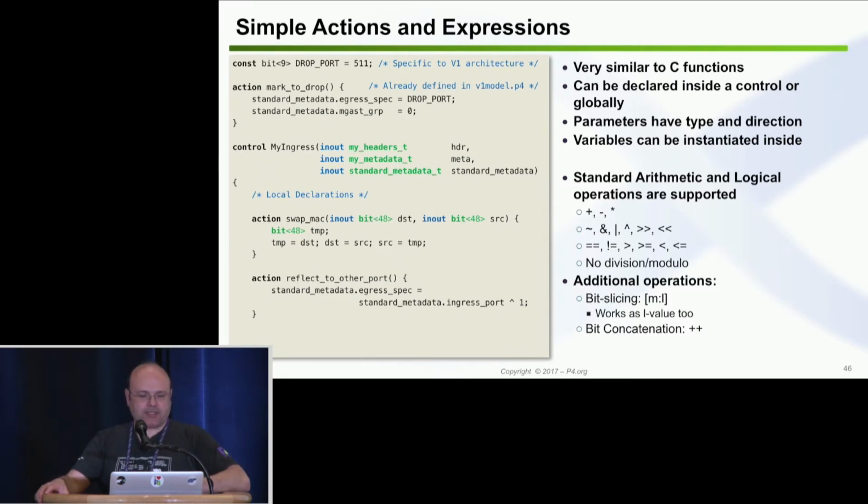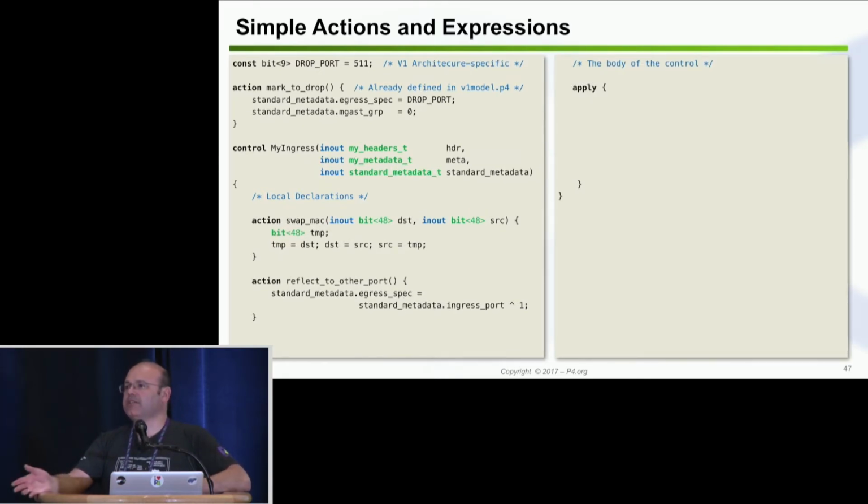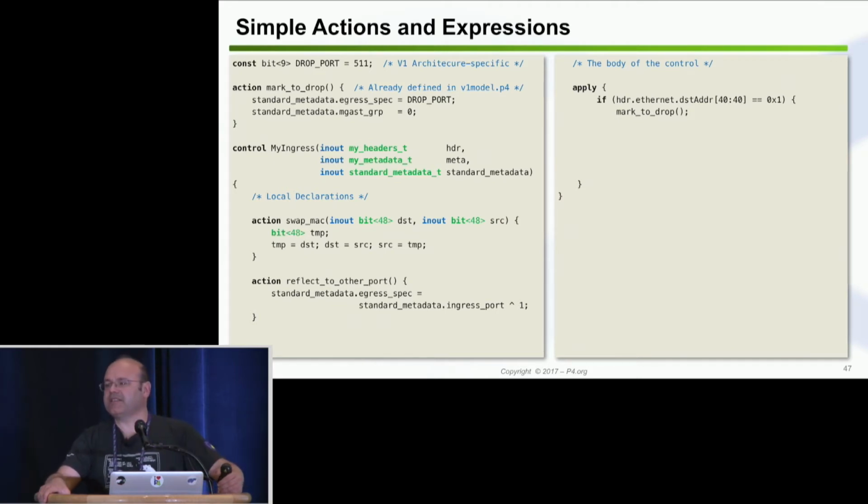Once I've defined my actions, what I can do, I'll just define the body of my control using these actions. Decided to do one extra improvement. As you know, on the Ethernet, it's not really legal to have multicast addresses as the source addresses.